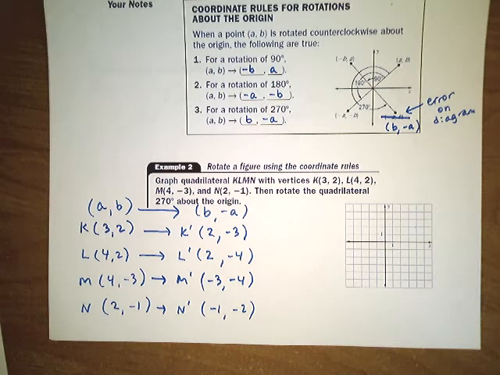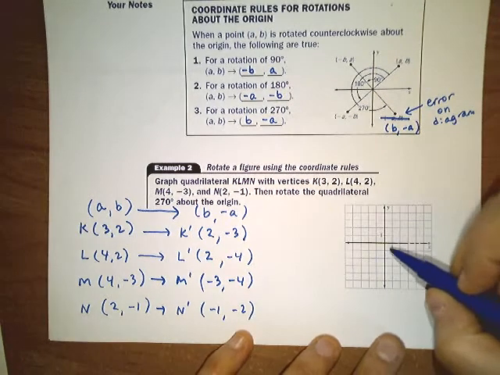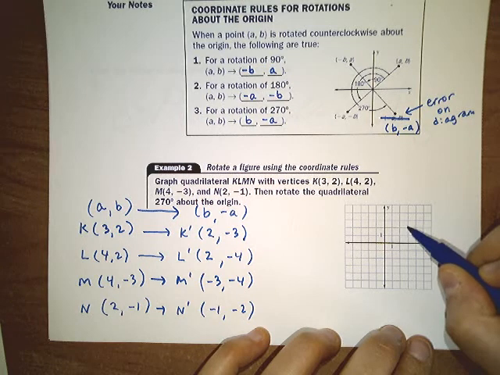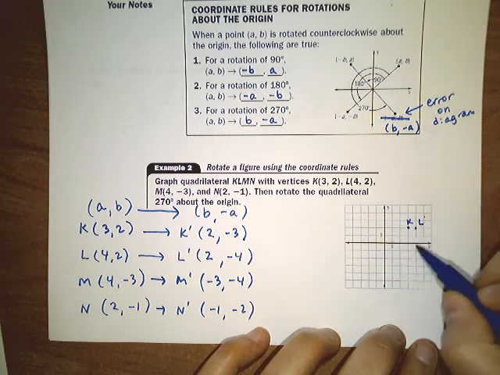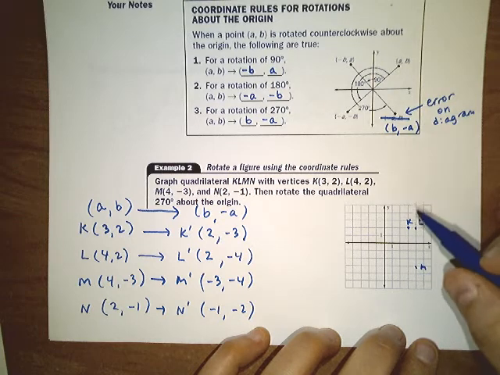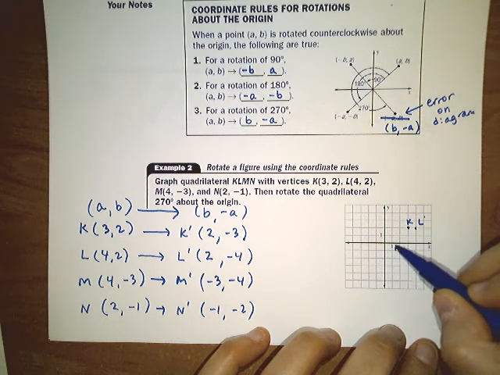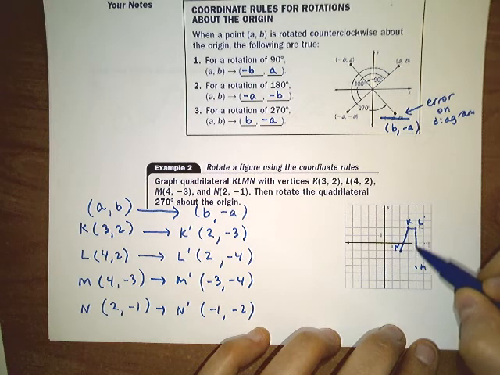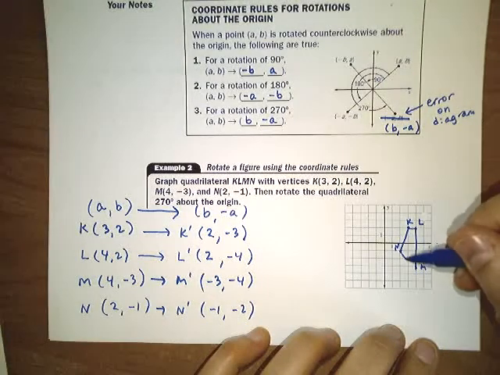So they want us to graph both of these, the original, the pre-image, KLMN, and then also the image, K prime, L prime, or I should say KLMN prime. Okay, so the original position of this quadrilateral was 3, 2, 4, 2, 4, negative 3, and 2, negative 1. The L is not prime. I just put a little dot on the page. There we go. Okay, so that's the original position.